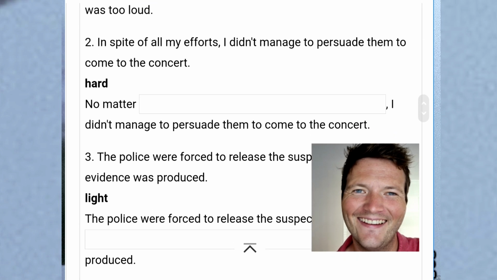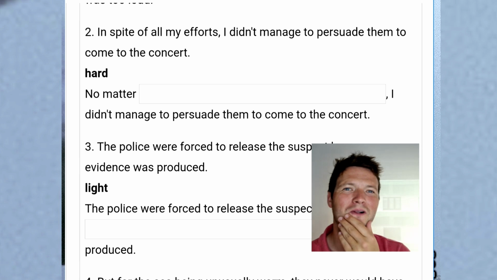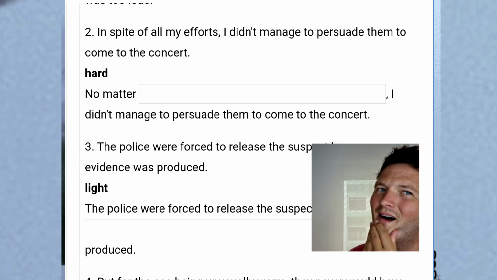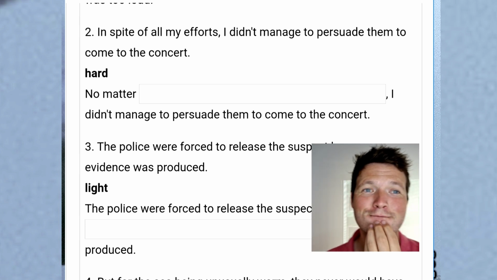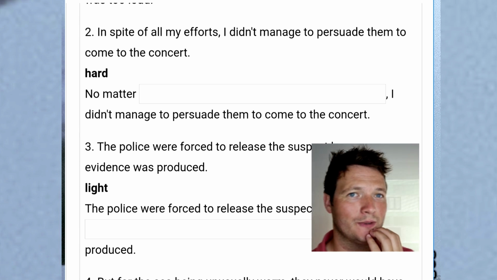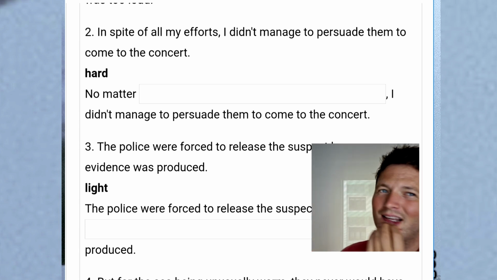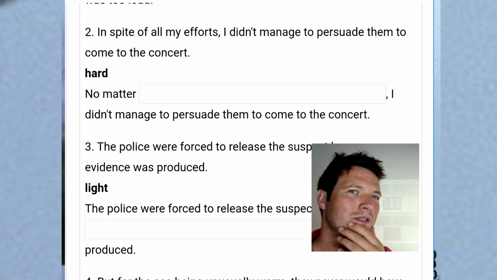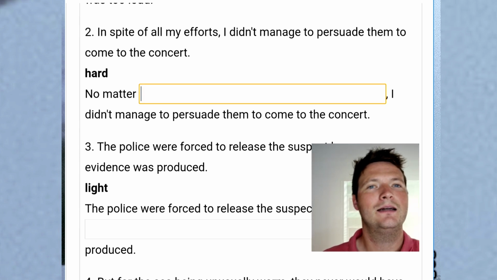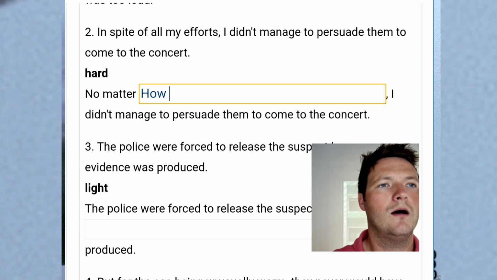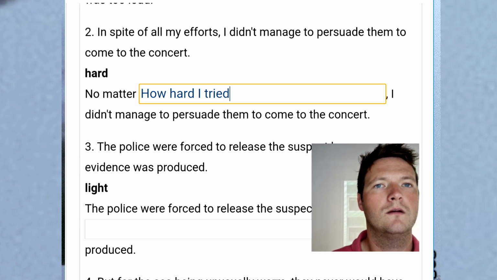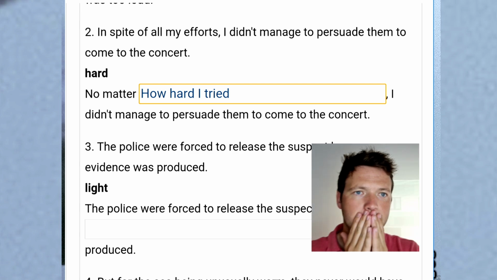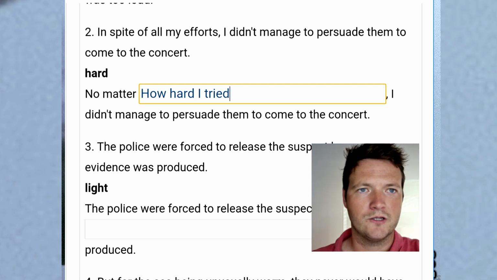Okay, number 2. "In spite of all my efforts, I didn't manage to persuade them to come to the concert." In spite of all of my efforts, I didn't manage to persuade them to come to the concert. No matter how hard I tried, I didn't manage to persuade them to come to the concert. Yeah.